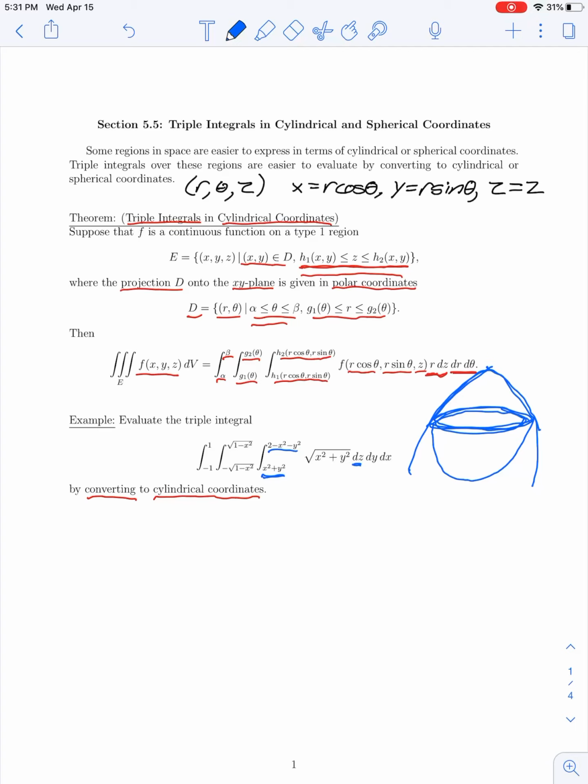Let's see if we can find the equation of that circle. To find the circle of intersection, we set our two values of z equal to each other. That would be 2 minus x squared minus y squared equals x squared plus y squared. So we find that 2 is equal to 2 times (x squared plus y squared), so x squared plus y squared is equal to 1. Here we have it: the circle of intersection for those two circular paraboloids is the circle x squared plus y squared equals 1.